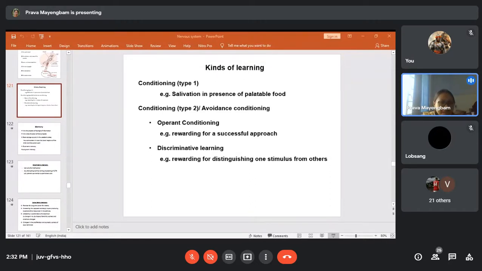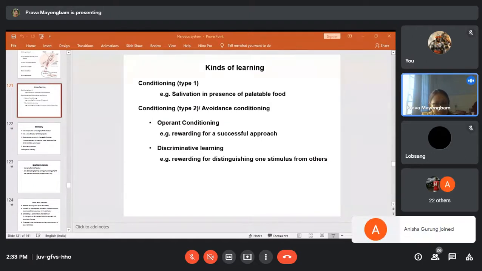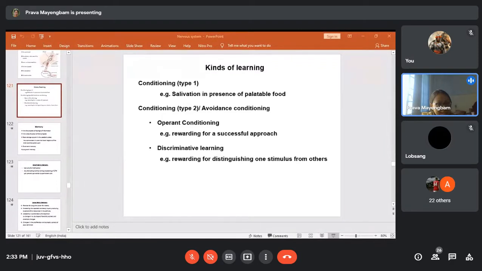So in learning there are two types of conditioning: conditioning type 1 and conditioning type 2. The conditioning type 1 example is salivation in the presence of palatable food. When you see a food whose taste you know, and that food is kept in front of you, you feel like eating and there is initiation of salivation. So this is a kind of learning, and conditioning type 1 is involved.